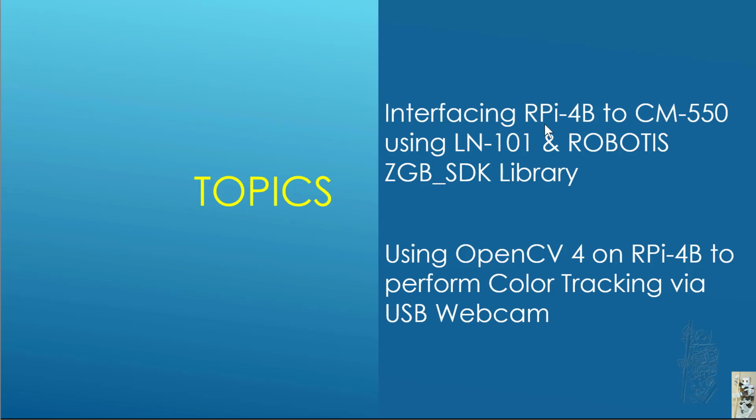So this time I'm going to use an LN101 hooked up to the RPi-4B, and I'm also using the ZIGBEE SDK of Robotus. The rest is the same. We're tracking some color with the USB cam hooked up to the RPi-4B.